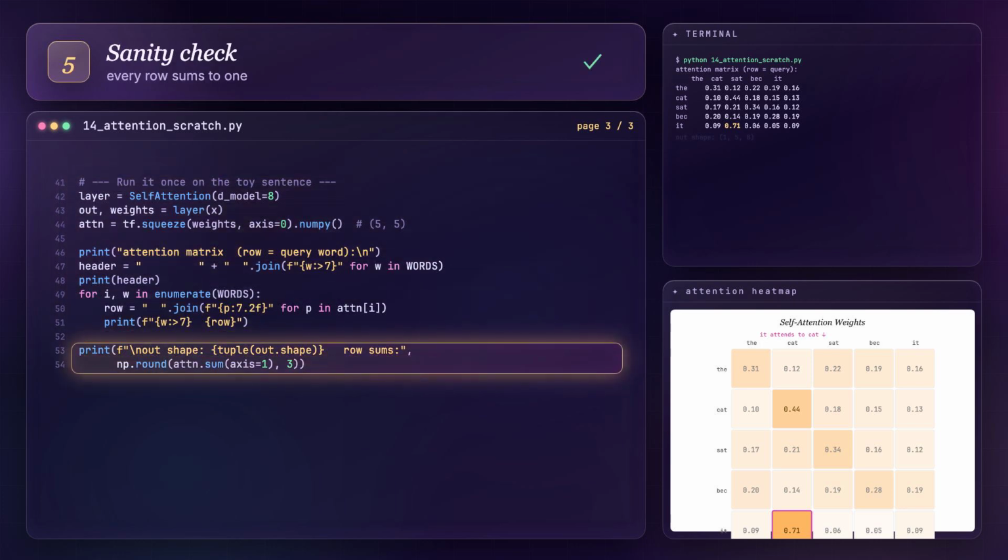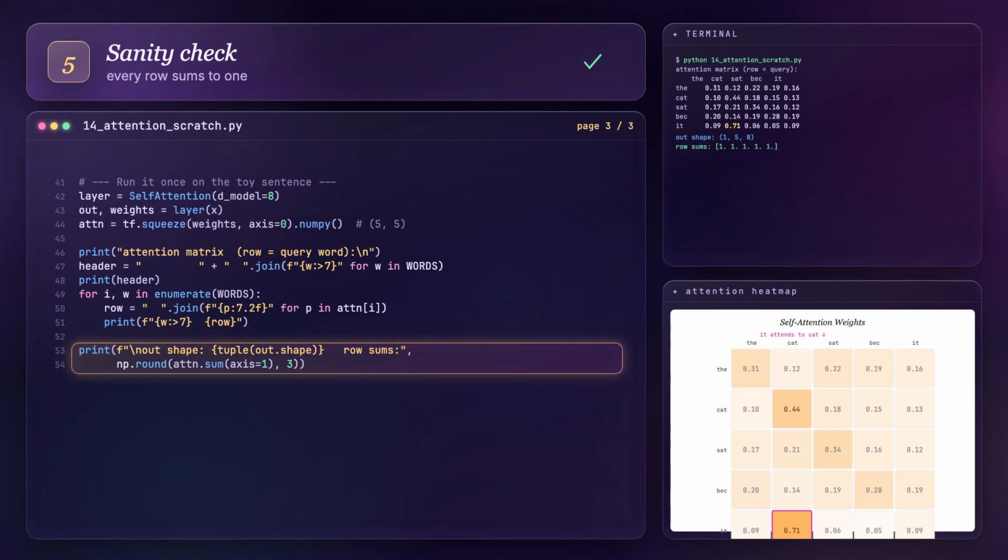And there it is. Look at the "it" row: 0.71 on cat. Our hand-built attention, with seeded but untrained weights and no training at all, already routes "it" toward cat the hardest, because that's the geometry of the dot product before a single gradient step. Train those 3 dense layers on real text and these numbers become genuinely meaningful.